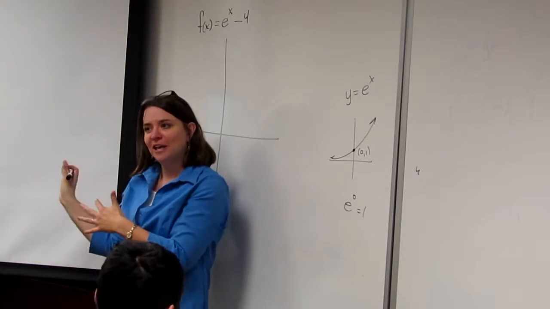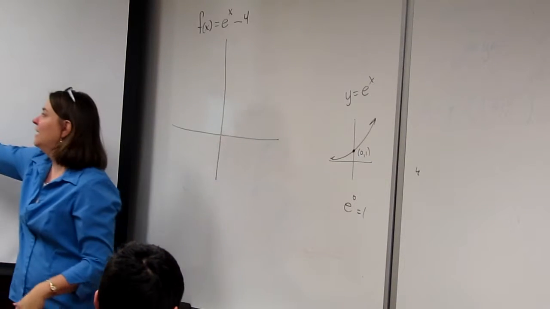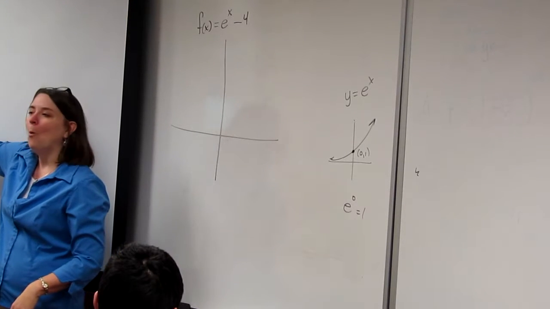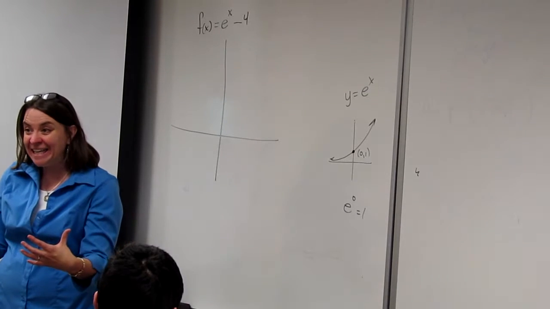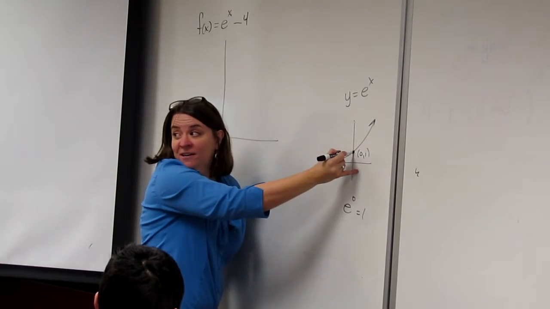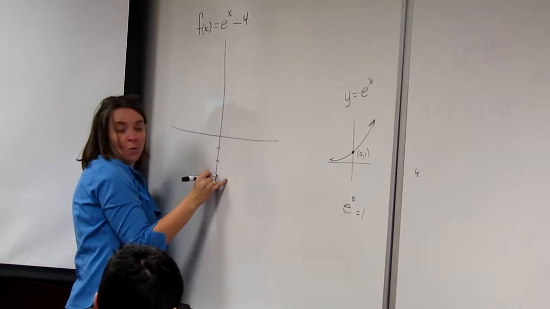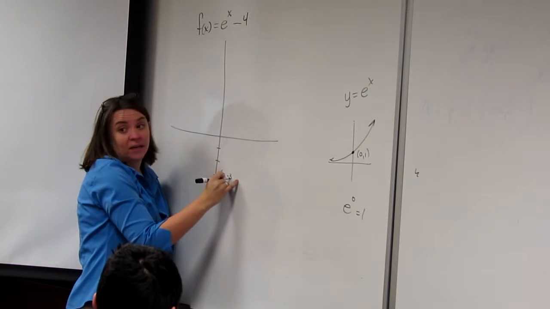So before we use the calculator, we know what e to the x looks like, and now we apply the transformation. What does the subtract 4 indicate? Down. So we're going to go from 1 down 4 units. 1, 2, 3, 4. And we end up at a y-intercept of negative 3.